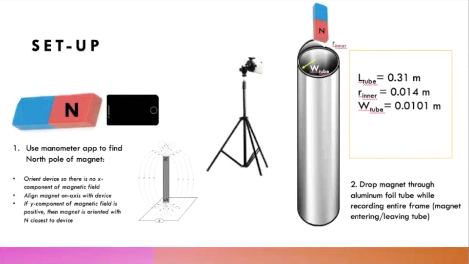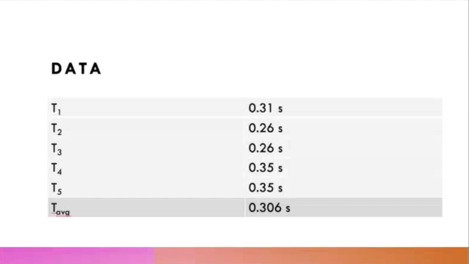Use a high-definition video player to find the time difference in when the magnet entered the tube versus when it left. The difference is the time it took for the magnet to fall through the tube. Repeat this process, collecting a total of 5 drop times for the magnet. This is the data I collected. The average drop time was 0.306 seconds.